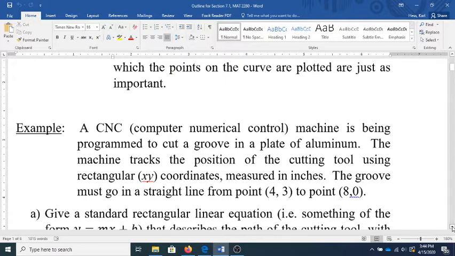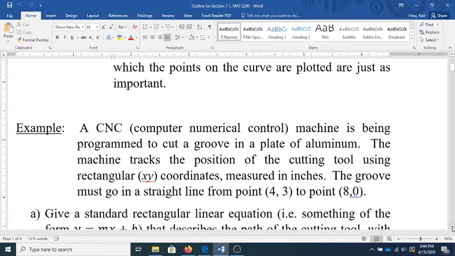So the machine tracks the position of the cutting tool using rectangular XY coordinates, which is actually pretty typical for machines and machine shops. They tend to track the positions of cutting heads using actually X, Y, and Z coordinates, but the Z is that third dimension that we won't really worry about just now. We're going to think in terms of 2 dimensions. And we're going to assume everything's measured in inches.